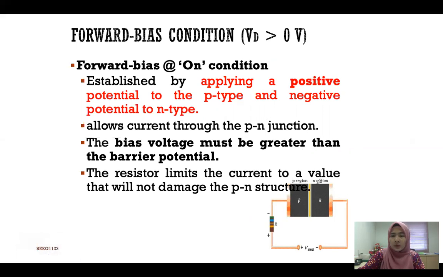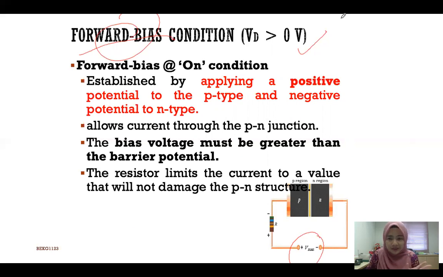Now this is the diode. We have the P region and also the N region. Now you look at here. Now we connect it with the external voltage. We have a voltage over here, the positive is connected to the P region, negative is connected to the N region. So this we call the forward bias, where VD is bigger than 0 volt. This forward bias, we also call the on condition.